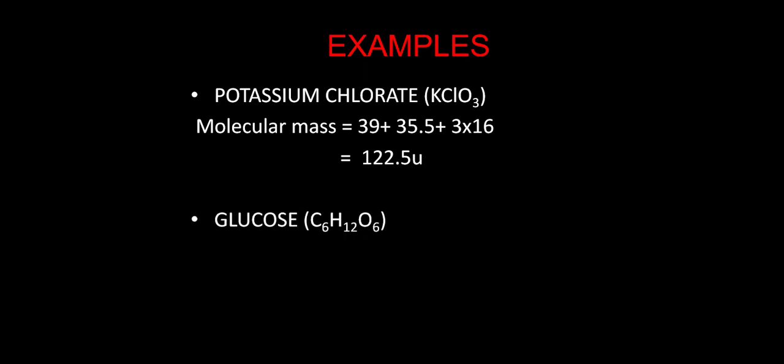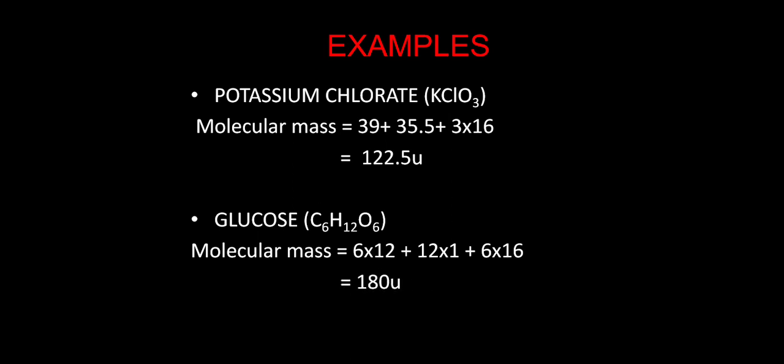Glucose, which is very common, C6H12O6, molecular mass will be 6 into 12. 6 is the number of carbon, 12 is the atomic weight of carbon, 12 is the number of hydrogen and atomic weight of hydrogen is 1, 6 is the number of oxygen and 16 is the atomic weight of oxygen. So if I add this, what I get is 180 U. That means 1 molecule of glucose is 180 times heavier than 1 AMU.